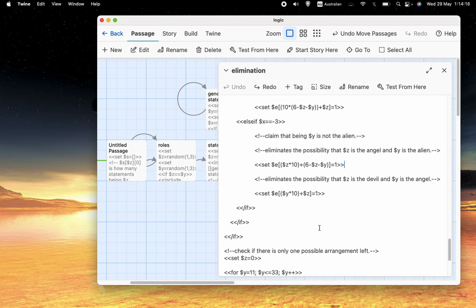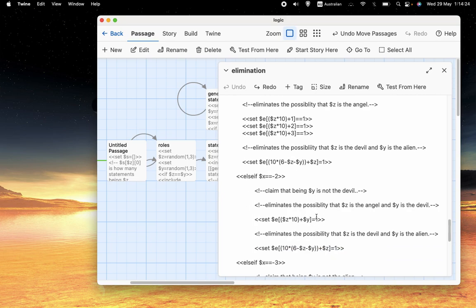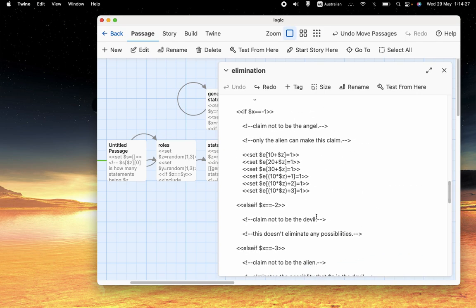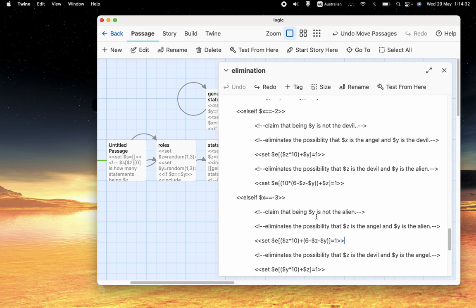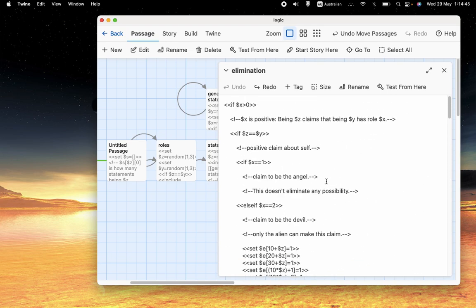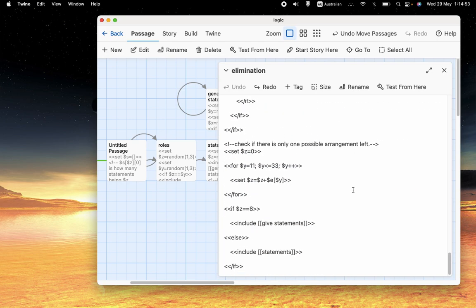There's quite a lot of code, because I can't find a simple formula for how to do this. I had to go through and do each possibility by hand. So a claim that I am the angel, a claim that I am the devil, a claim that I am the alien, a claim that another being is not the devil, and so on. There's probably, well, it's logic, so there must be some sort of pattern, but I can't find a single elegant algorithm that deals with every case, and I don't know of one. If anyone does, please put it in the comments. It'd be great to be able to clean this code up.